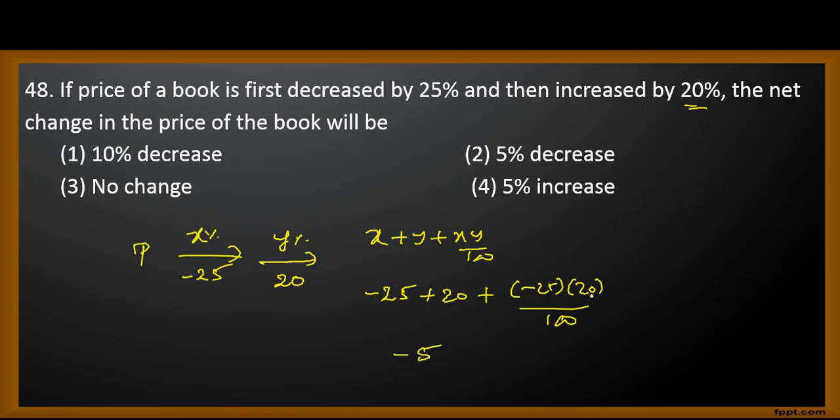On simplification, this is how much? Minus 25 into 20 by 100 is minus 5. So minus 5 plus minus 5 is equal to minus 10. So there is a 10% decrease. So option 1 is the answer.